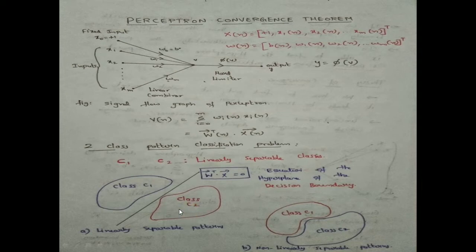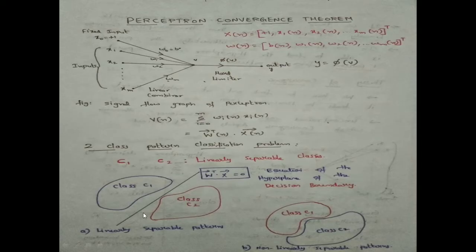So if we draw a straight line between these two classes, obviously this straight line makes these two classes linearly separable. That is, there is a clear distinction between the class C1 and class C2, so that these two classes can now be called linearly separable classes, and these patterns are called linearly separable patterns. So here simply we have represented with a straight line, but this actually will be a hyperplane. This is the decision boundary.